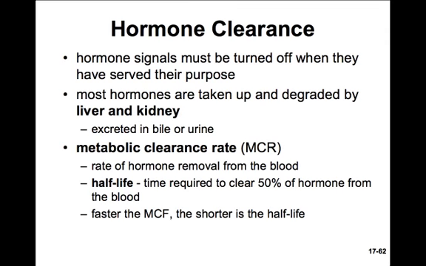Most of the hormones will actually be taken up and degraded by the liver and kidney, and they'll be excreted in bile or urine. The metabolic clearance rate of a hormone is the rate of removal from the blood. It has a half-life, which is the time required for 50% of the hormone to clear from the blood. The faster the metabolic clearance rate, the shorter the half-life of the hormone.